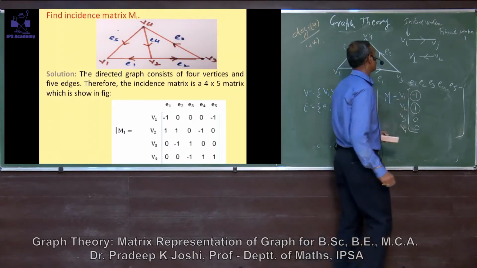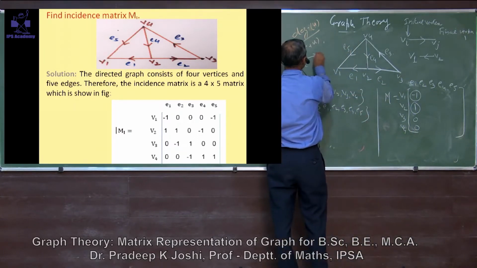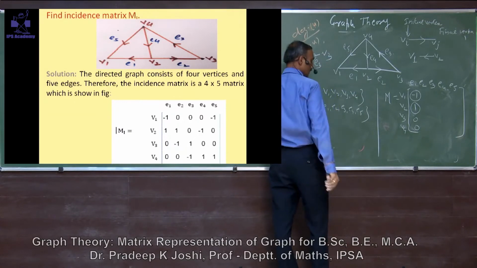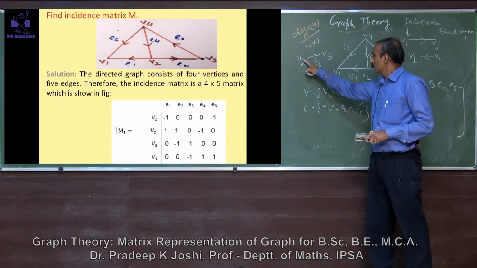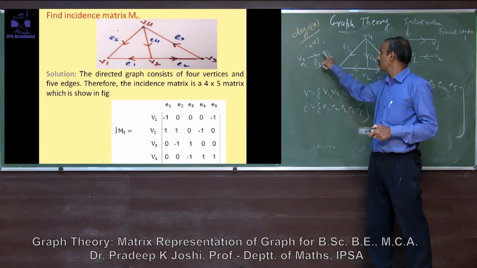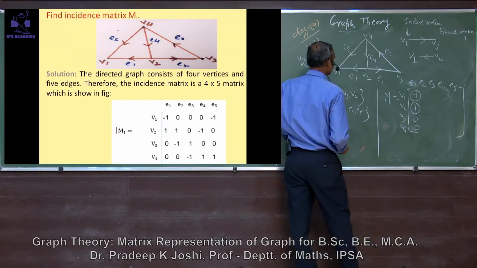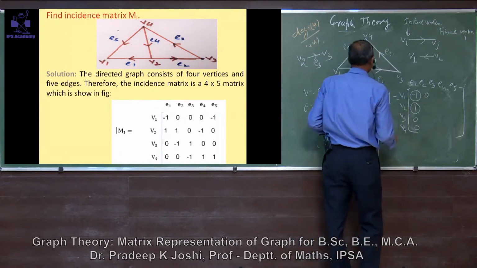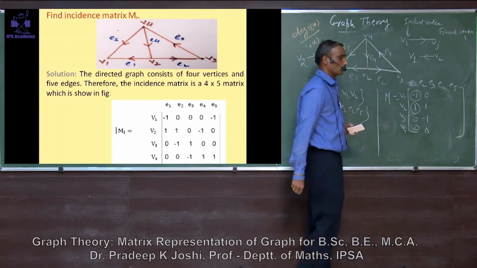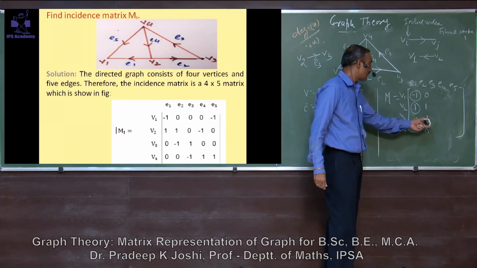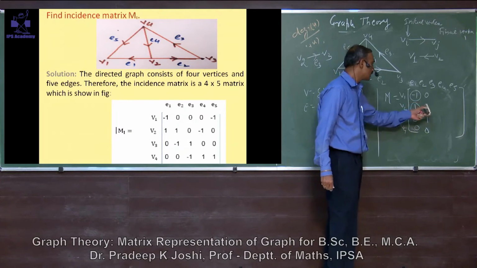Now for the edge E2: E2 has V2 as the initial vertex and V3 as the final vertex. So E2 is not incident on V1, so we put 0 here, but for V2 it is 1, then -1 and 0. Why do we put -1 for V3 here for E2? Because for E2, V3 is the final vertex and V2 is the initial vertex.